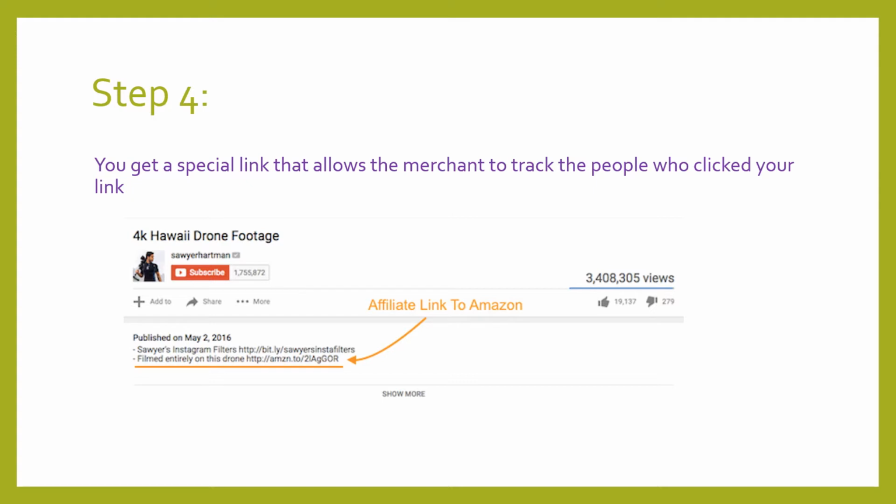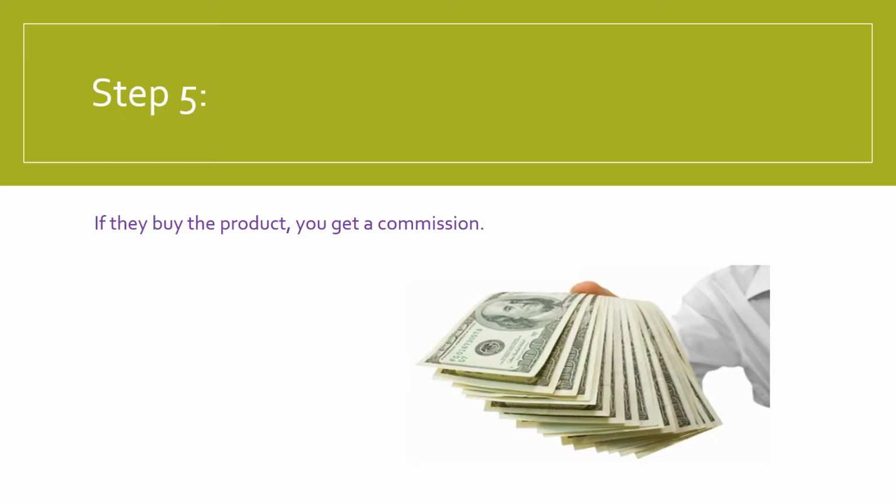Say, for example, you decide to order this Hawaii drone footage and they have an affiliate link for Amazon. You would just put the link in your description or somewhere in the video, and whoever clicks on that and buys the footage, then you get paid for it. I was just saying, if someone clicks your link and then buys the product, you get paid. Obviously, the more people that click the link, the more people that buy, the more money you're going to make.